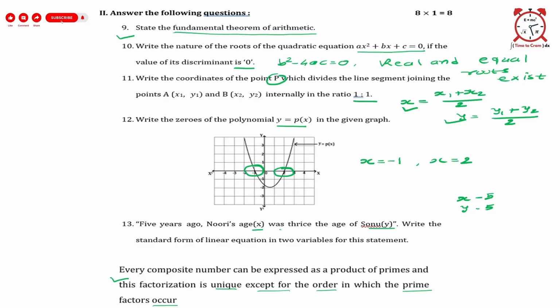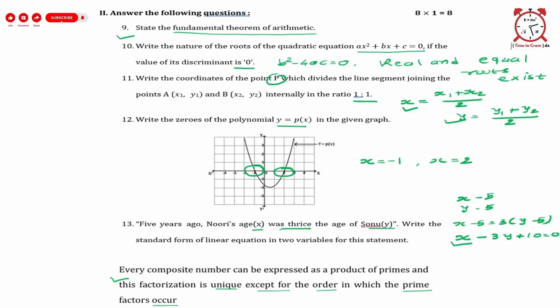Nuri's age and the relation is what? Nuri's age was thrice. So to compare them, we have to multiply Sonu's age by 3. So x minus 5 equal to 3 into bracket y minus 5. And if we simplify this equation, then we will get the simplest form as x minus 3y plus 10 equal to 0.